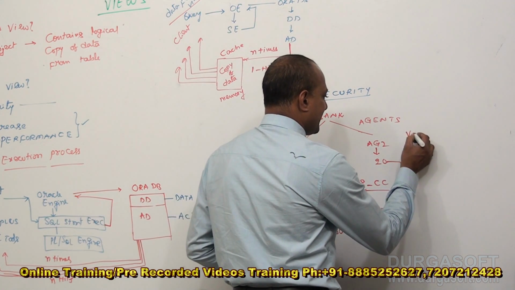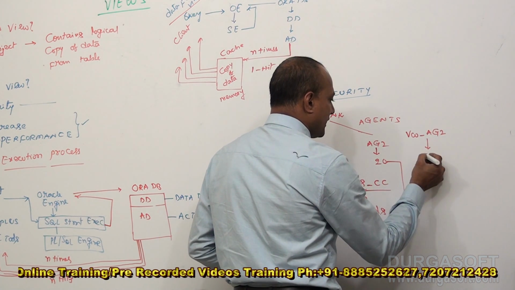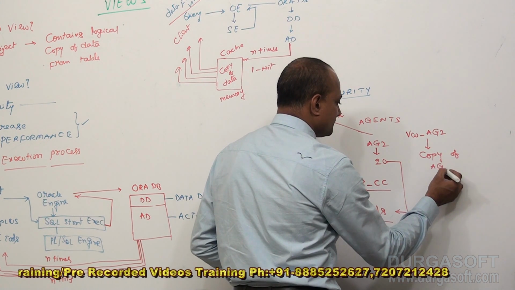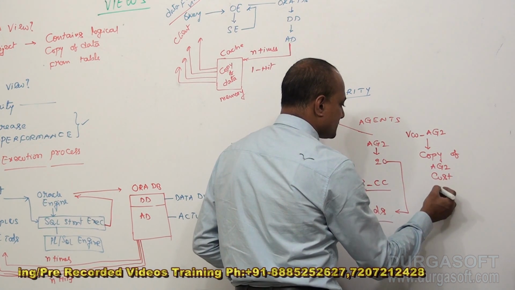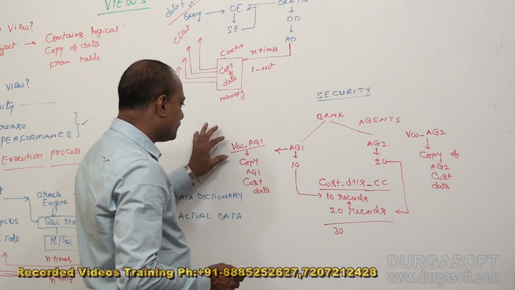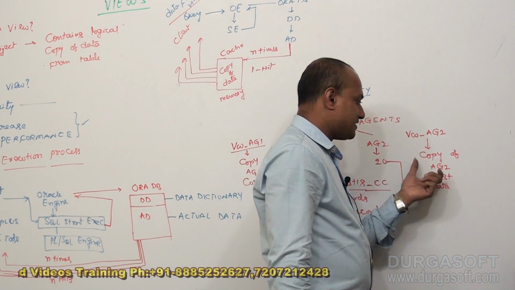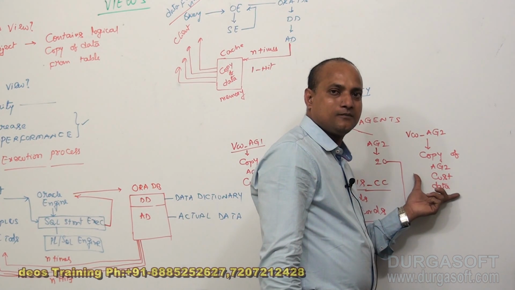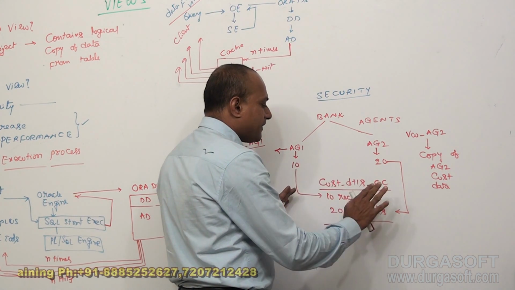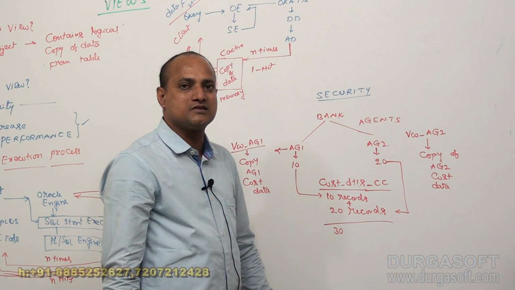So I will create another view for agent 2. For this view I will maintain a copy of agent 2 customers' data, remember. So under view 1, agent 1's copy is there. Under view 2, agent 2 customers' copy is there, right? Now I will not provide any permission on the original table.